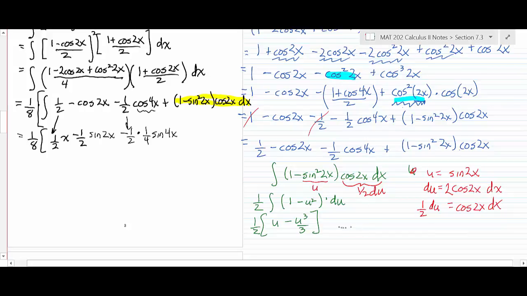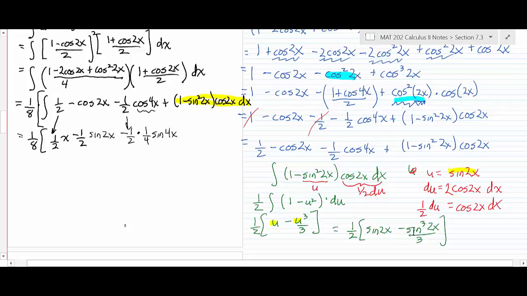Okay, so let's see. What we have then is just plug back in the u now. So u is sine of 2x. So it looks like what I'm going to have is 1/2 of sine of 2x minus sine to the third of 2x all over 3 like that. All right, now I'm ready to just go back to my integral and finally put this whole thing together.